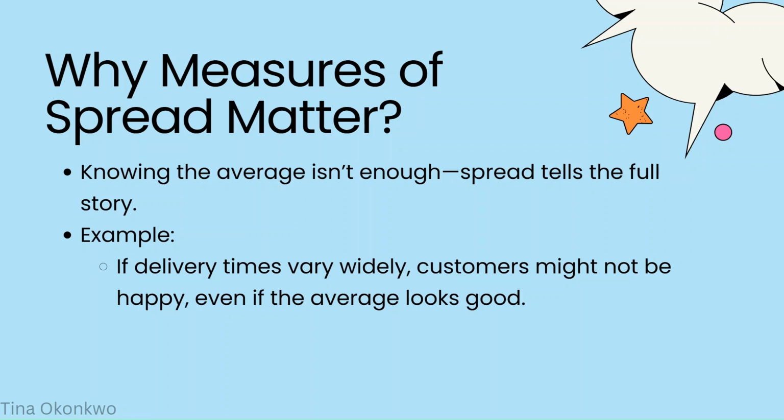Using our deliveries example, it can help us answer questions like, are most deliveries happening within the same time frame? Or are there huge differences, some super fast or some painfully slow? This is super important because it lets you see the full story behind your data. Knowing the average delivery time is great, but if the spread is all over the place, your customers might not actually be as happy as you think.